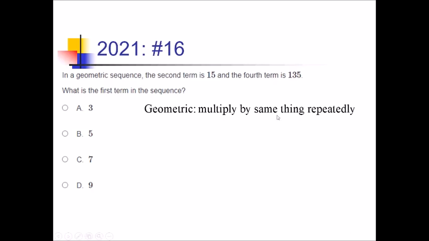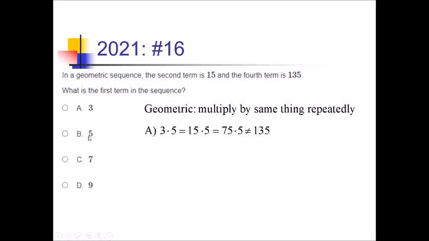So you really just have to test a few things out. Let's say that the correct answer was A. I don't know for sure, but let's try it out. To get from 3 to 15, I would have to multiply by 5, 15 divided by 3. If I multiply by 5 again, that brings me to 75, and that's the third term. Now if I multiply that by 5 one more time, I'm not sure off the top of my head what that is, but I know it's going to be way bigger than 135. So choice A is definitely not the right answer.